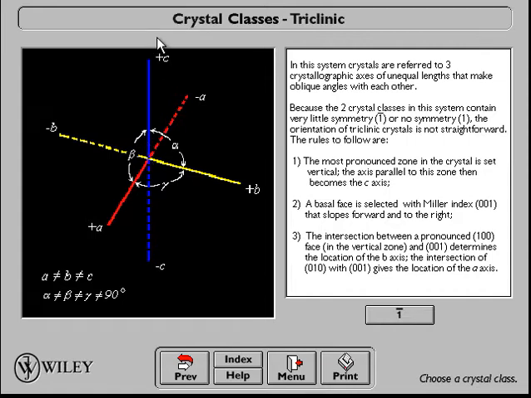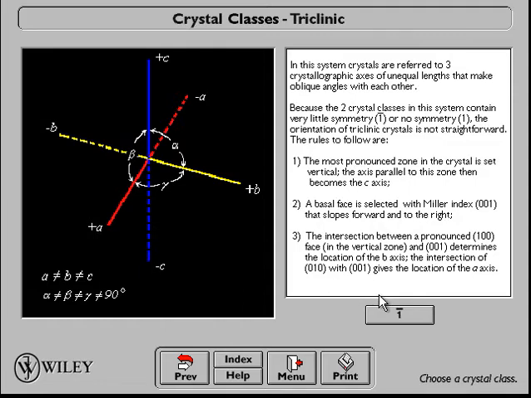Number 2, a basal face is selected with the Miller index 001 that slopes forward and to the right, yeah? The 001 is usually here the z-axis. The intersection between a pronounced 100, usually the A face in the vertical zone, and 001 determines the location of the B axis. The intersection of 010 with 001 gives the location of the A axis.